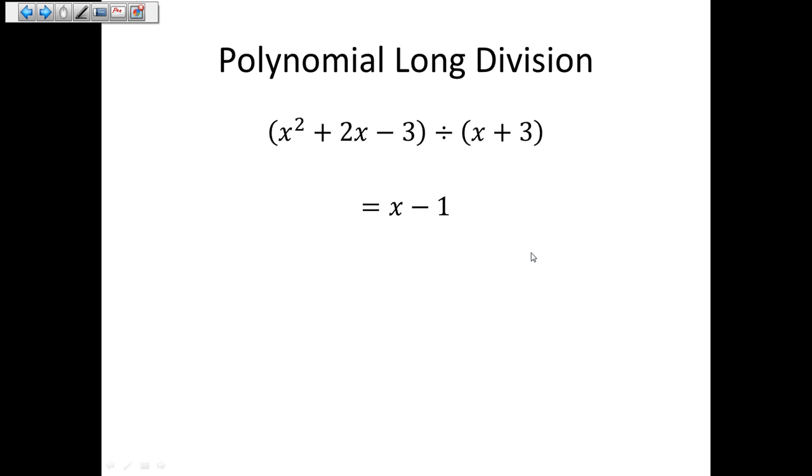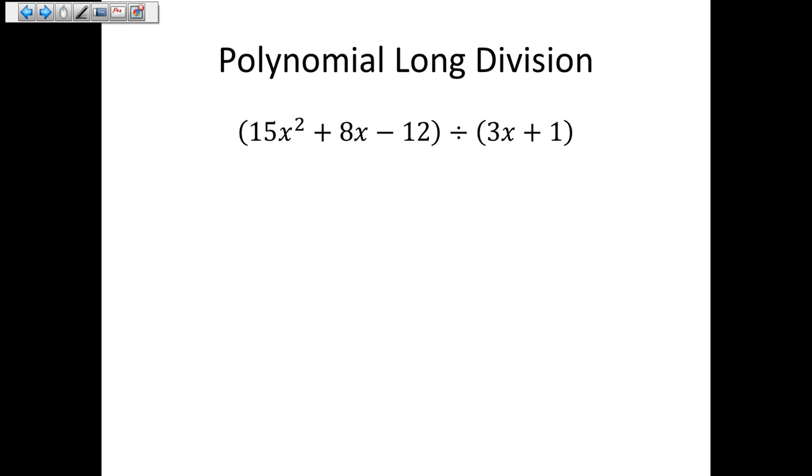But here we see my answer. When I divide x squared plus 2x minus 3 by x plus 3, I get x minus 1. This one worked out perfectly. There was no remainder when we divided. In this next one, there is going to be a remainder, and we'll talk about how we know when we stop dividing.